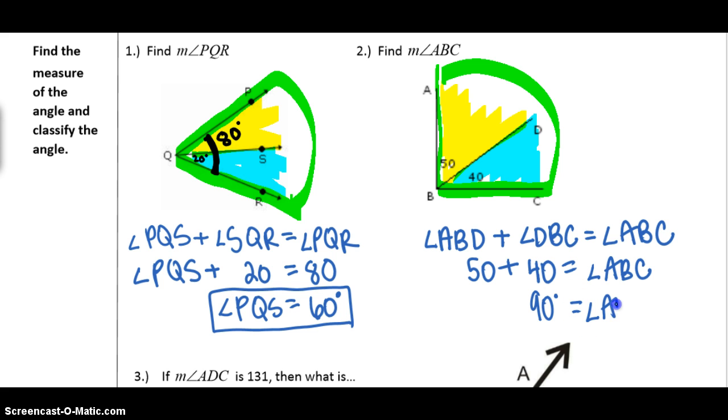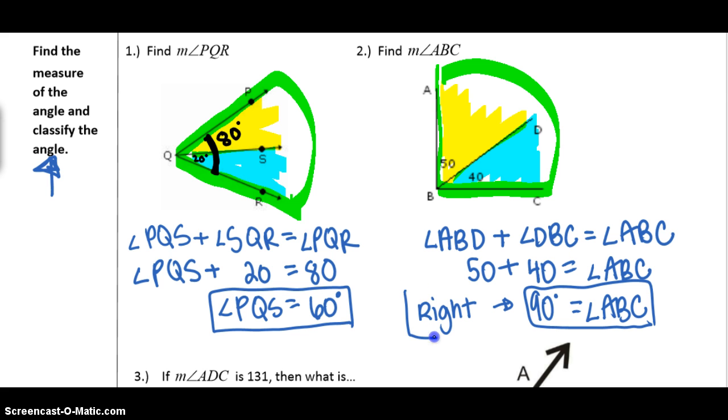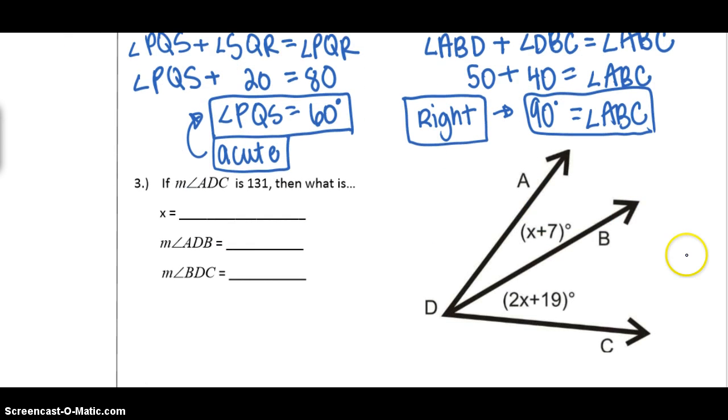By the way, what kind of angle is 90 degrees? That's going to be a right angle. I'm just going to jot this down. They didn't ask you to do, oh yeah, they did. Look, it says classify the angle. So we're going to classify it. So this is a right angle. Oh, what about 60? What kind of angle is that? It's less than 90, but more than 0. So that angle right there is acute. That one's acute.